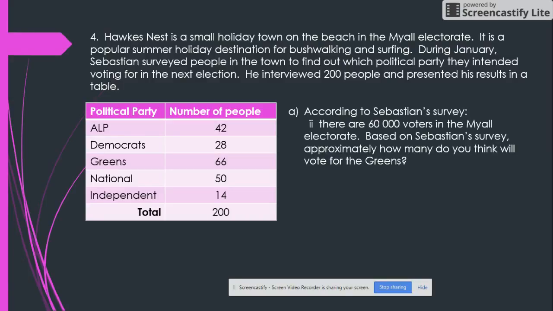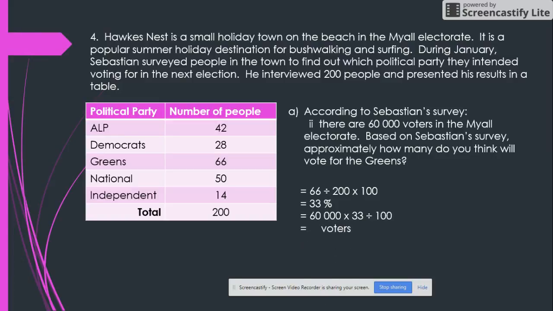According to Sebastian's survey, there are 60,000 voters in the Myall electorate. Based on Sebastian's survey, approximately how many do you think will vote for the Greens? So what we have to do, we have to take that percentage that we got for the Greens. We have to get the percentage for the Greens. I'm sorry, the Greens, 66 divided by 200 times by 100. So we get our percentage. Right, 33%. Then we take our 60,000 and we times it by 33 divided by 100, and we'll get the amount of people that we think will vote for the Greens. So I want you to show all that working out.